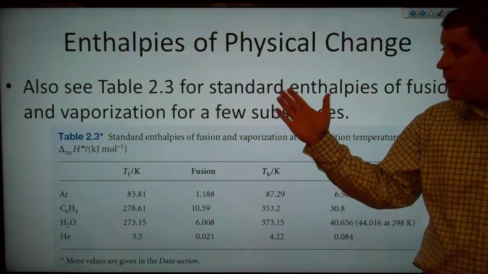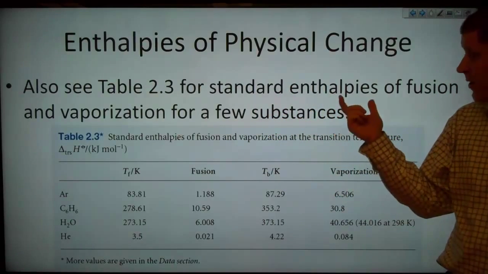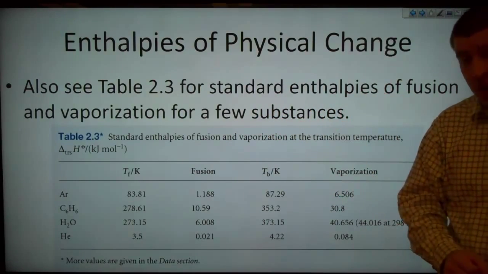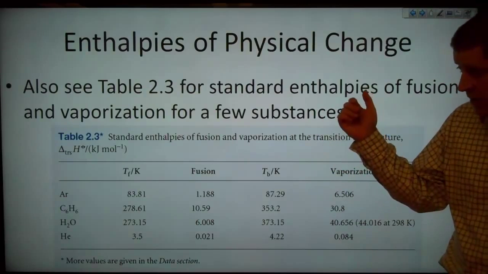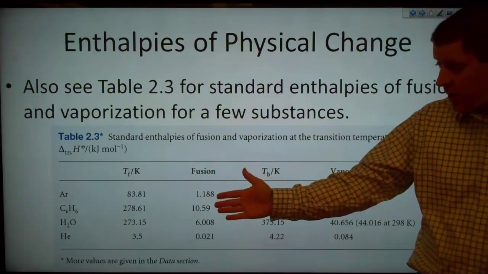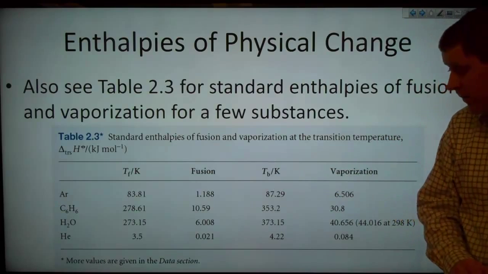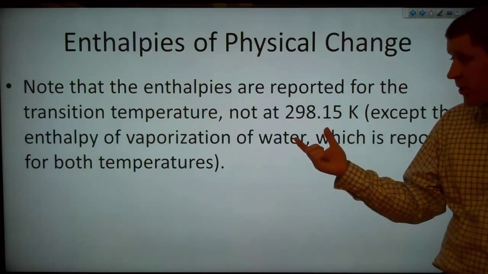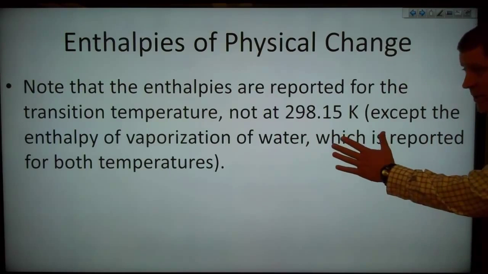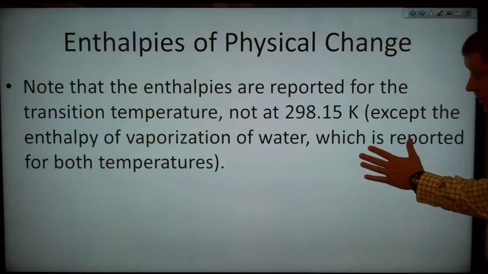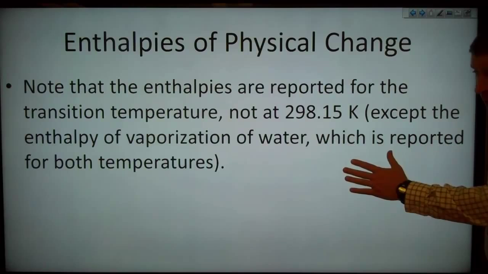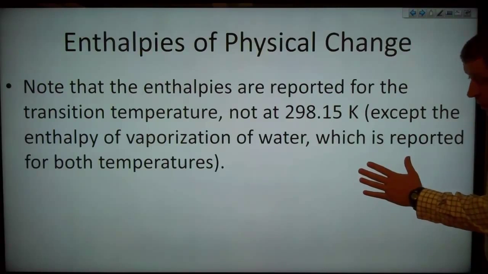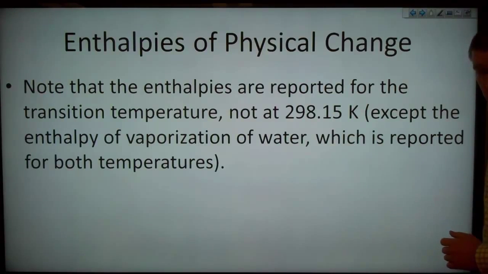You should also see table 2.3 in the textbook for standard enthalpies of fusion and vaporization for a few substances: benzene, water, helium, and argon. Now note that the enthalpies are reported for the transition temperature, not at 25 degrees C or 298.15 Kelvin, except for the enthalpy of vaporization of water, which is reported for both temperatures.